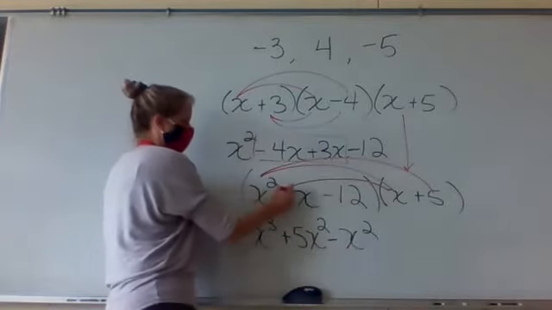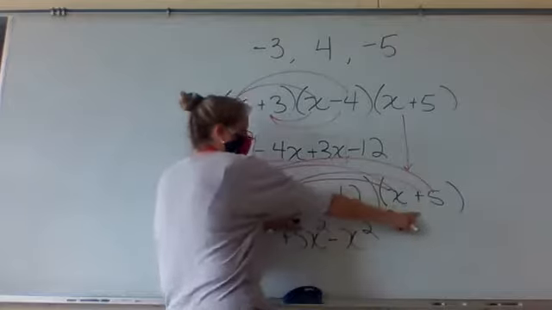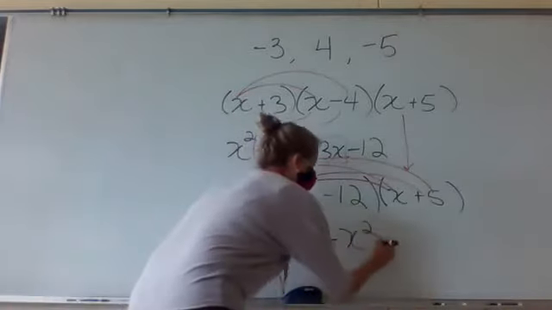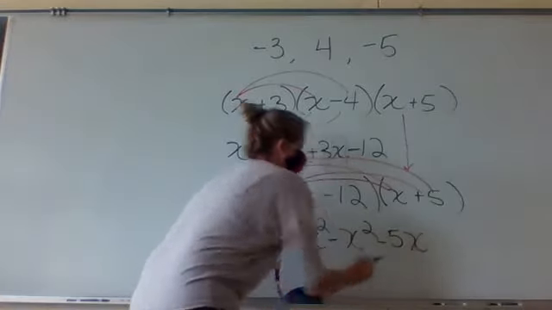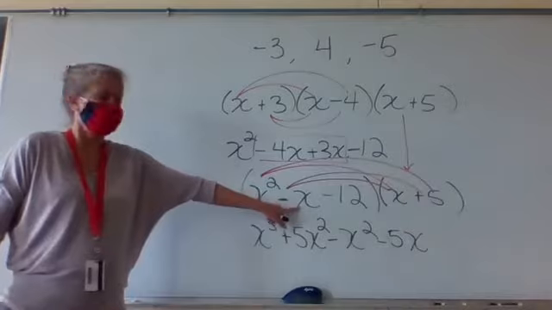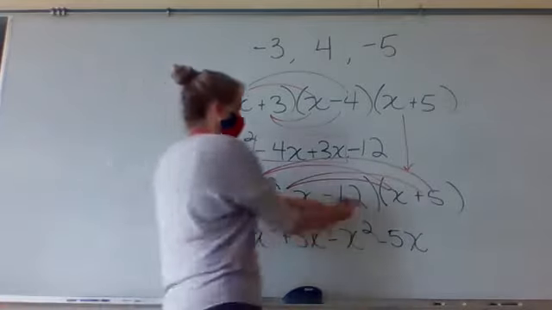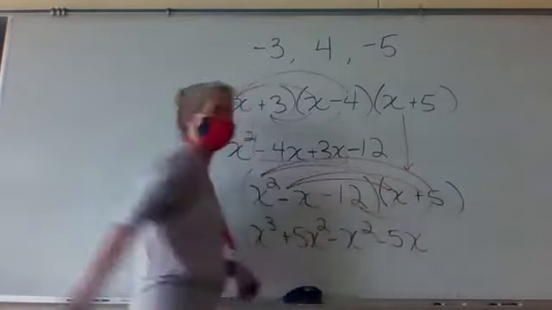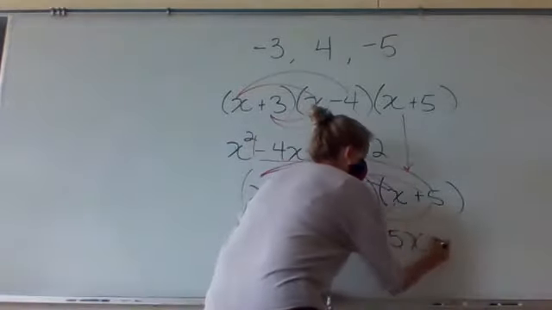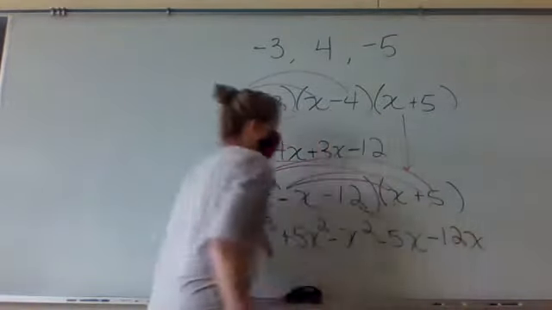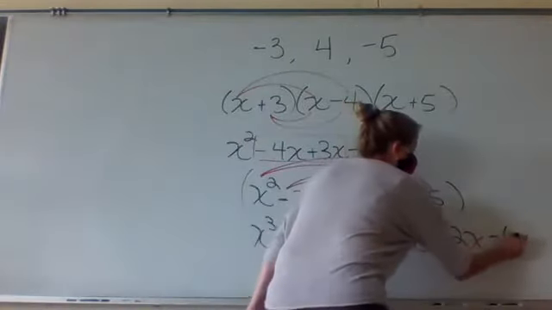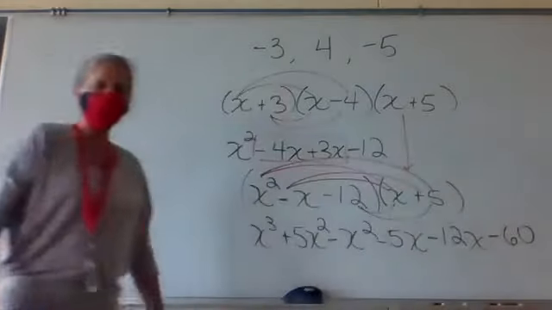Let's see, what do I have now? Negative x times positive 5 gives me -5x. So I've distributed the x squared. I've distributed the negative x. Now I've got to distribute the -12 to both of those. So -12 times x gives me -12x. And -12 times positive 5 is -60.